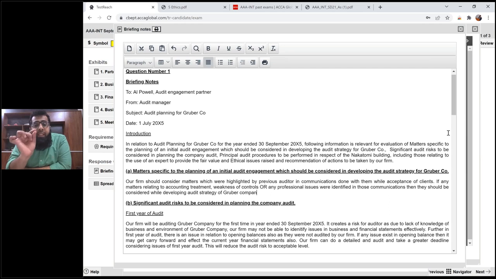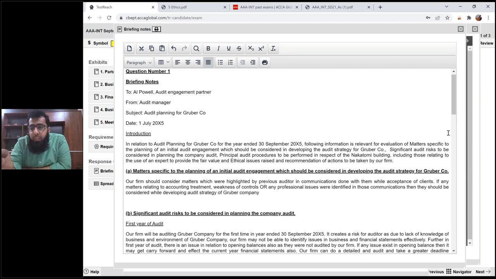Many of the students who sent me the pointers here were not up to the mark. The major problem is that when the examiner asks for matters which should be considered in planning, students start writing the audit procedures. Now, this is wrong. Audit procedures are performed during the audit. We are developing the audit strategy. Why will you write audit procedures while developing the strategy? You are currently in the planning phase.